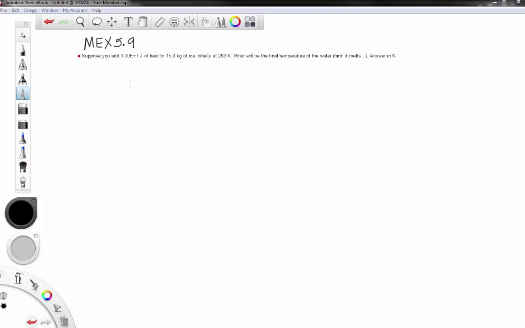So let's go ahead and work through this problem in this video as well, since a lot of you had so much difficulty with it. Basically what we have is that we have added an amount of heat to some water. So this is the heat, this right here is the mass, and this right here is the initial temperature. I'm going to label that as Ti.